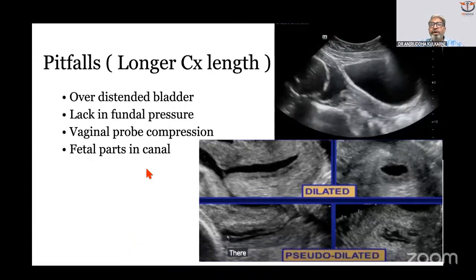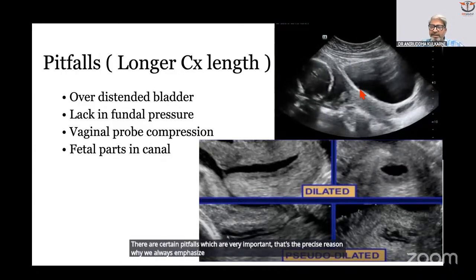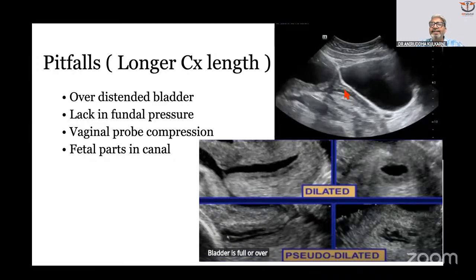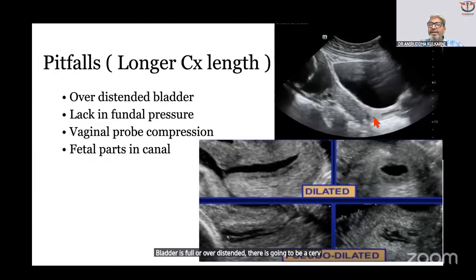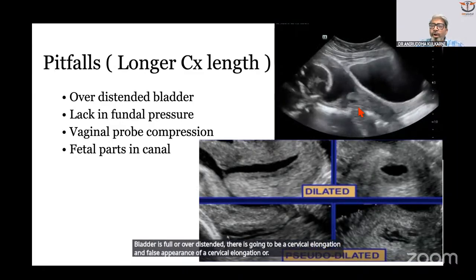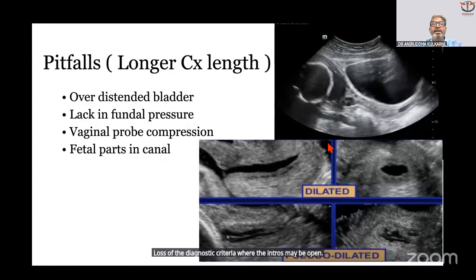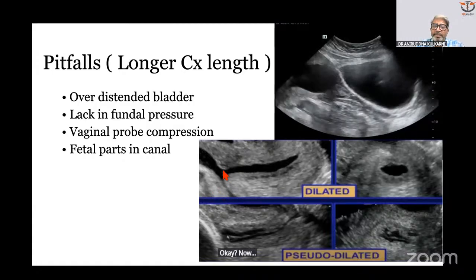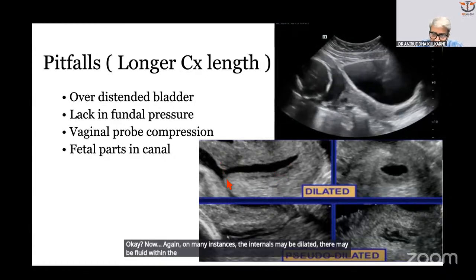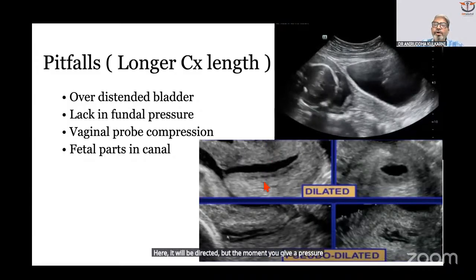There are certain pitfalls which are very important. That's the precise reason why we always emphasize transvaginal assessment: whenever the bladder is full or overdistended, there is going to be a false appearance of cervical elongation or loss of the diagnostic criteria where the internal os may be open. On many instances, the internal os may be dilated. There may be fluid within the canal and the membrane will be closed. Here it will be dilated, but the moment you give pressure, it will be obliterated.